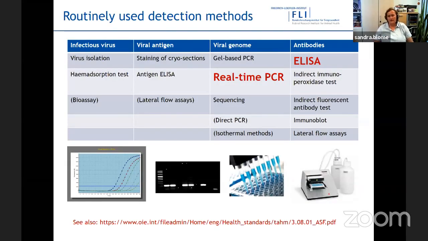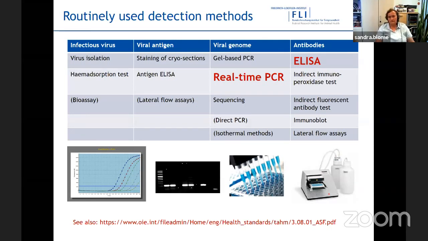What are the methods we are going to use? If we want to detect the infectious virus, there's a possibility to isolate the virus mainly on primary cells, so in the end, on macrophages derived from bone marrow, from lung, or from blood. We usually do hemadsorption assays. But as some of the isolates don't have a hemadsorption capacity, we can also stain macrophages and look with immunofluorescence.